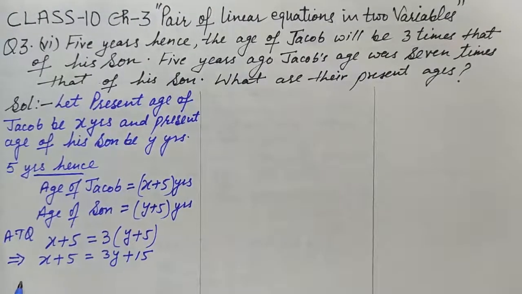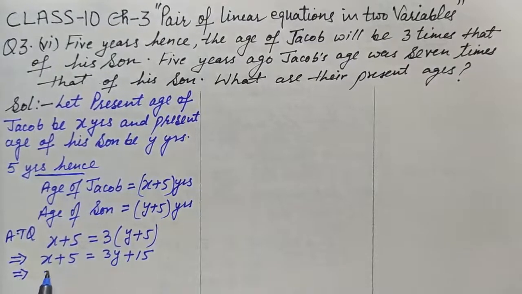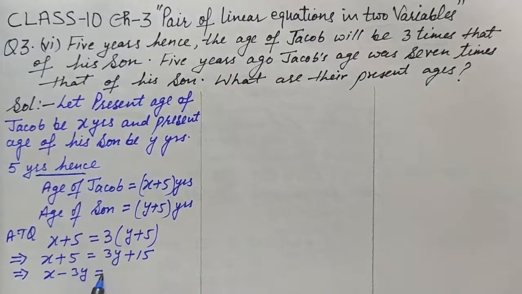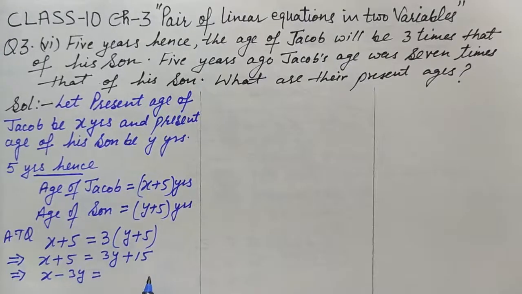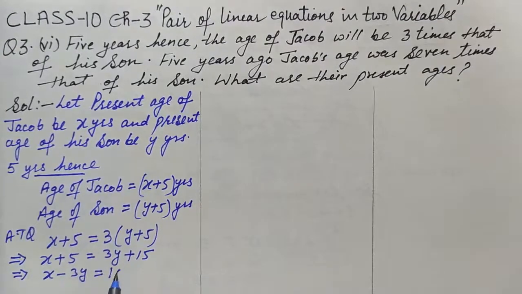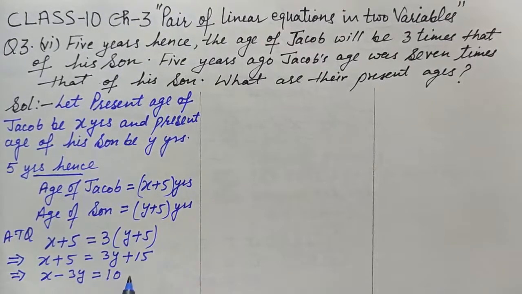5 3s are 15. So bring the variables to the left hand side. It becomes x minus 3y is equal to 15 minus 5, so it becomes 10. So this will be our first equation.